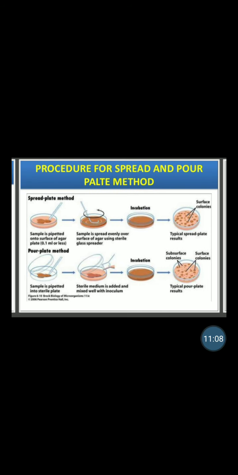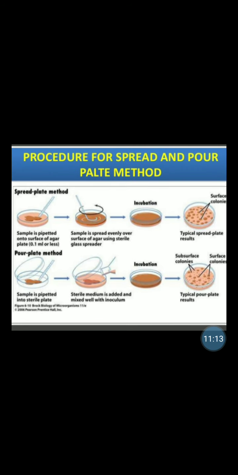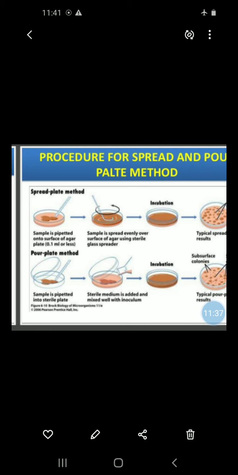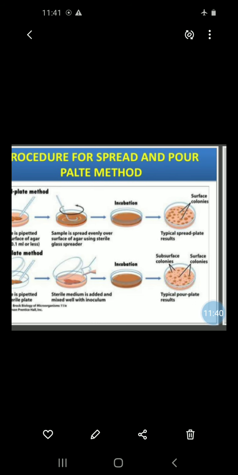Then here we can see the images, spread plate method and pour plate method. In the spread plate method, the sample is pipetted on the surface of agar media. And what is the quantity of sample? It is 0.1 ml or less than 0.1 ml. Then the sample is spread evenly over the surface of the agar media using a sterile glass spreader. Your glass spreader should be sterile. Then incubation, and after incubation there is formation of surface colonies.